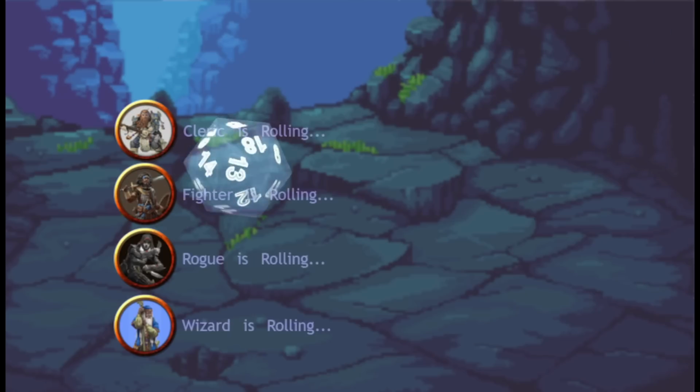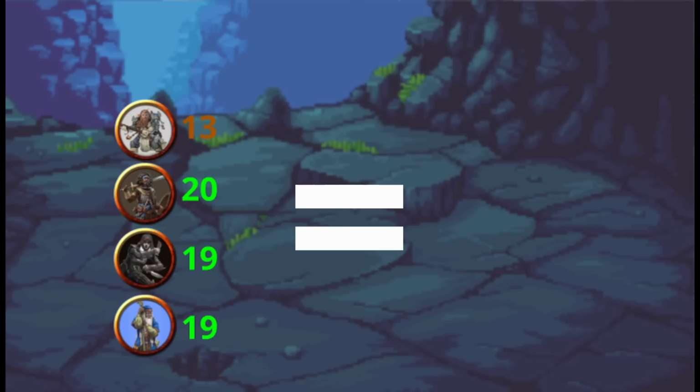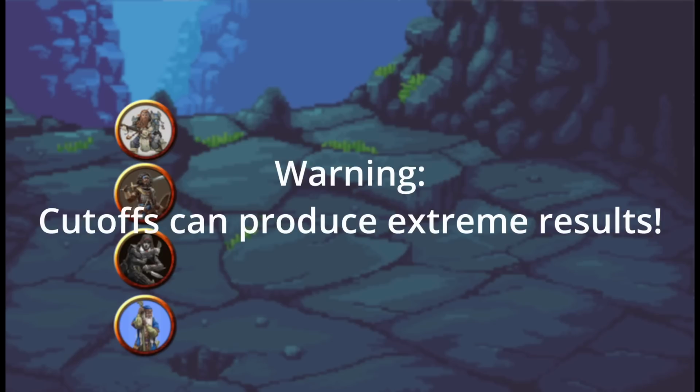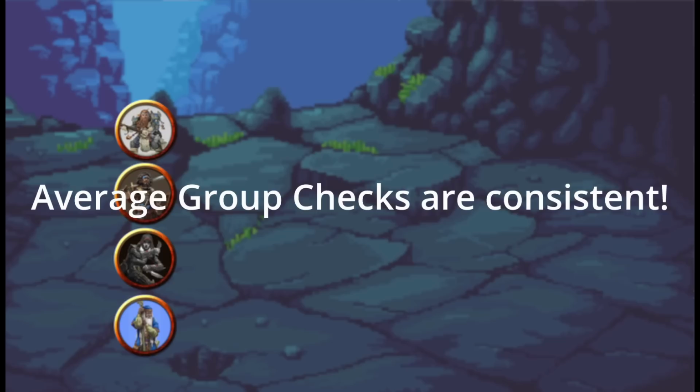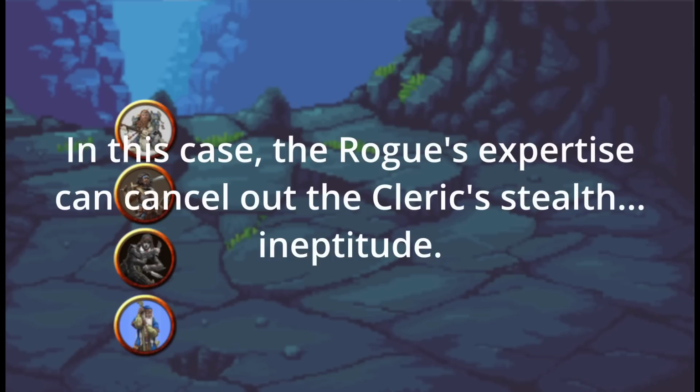An averaged group check is when everyone rolls and you average the outcome of the rolls afterwards. Cutoffs where you need 1 success are very, very forgiving, and cutoffs where you only need 1 failed roll are very, very punishing. Depending on the context, average group checks are a happy medium in terms of consistency. If you do average group rolls, the people that specialize in that skill can essentially pick up the slack of people who are terrible at that skill.